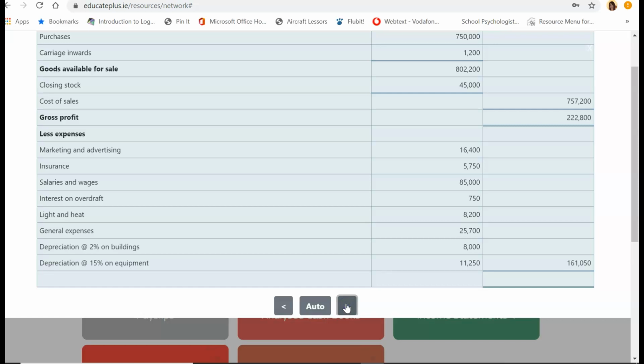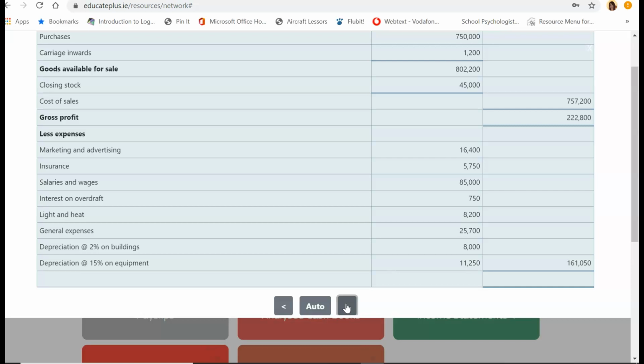To get the depreciation, you multiply the buildings figure, which was 400,000, by 2 over 100 to get 8,000. And you multiply the equipment figure, which was 75,000, by 15 over 100, which gives you 11,250.